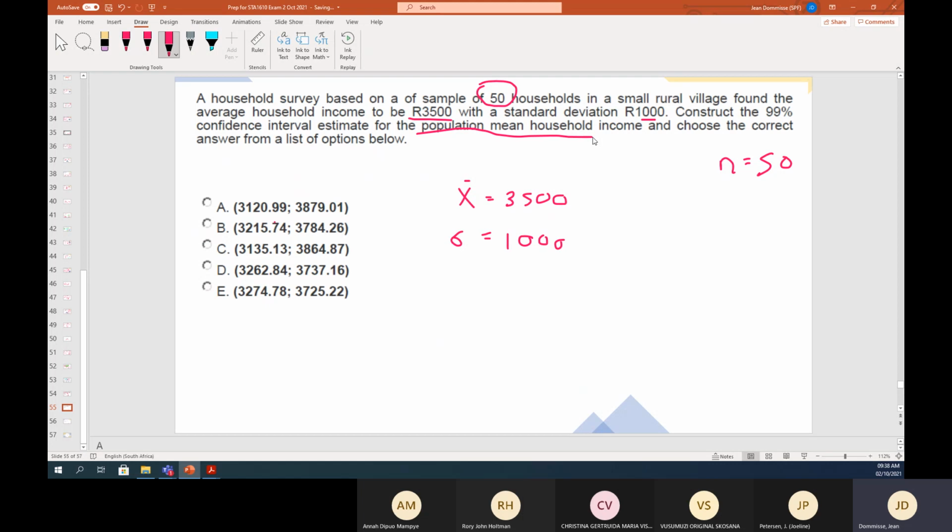Okay, so what would you guys have done here? Z or a T?